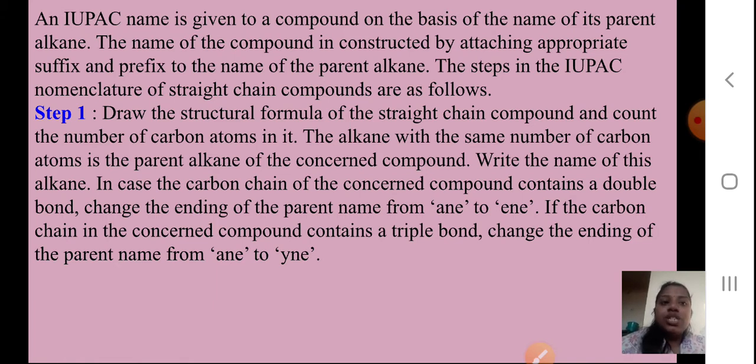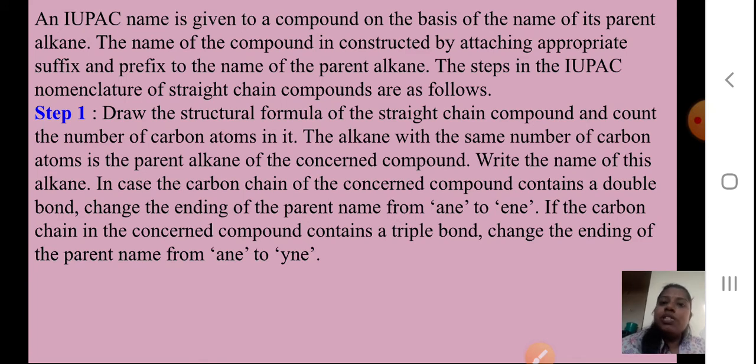In case the carbon chain of the concerned compound contains a double bond. Now from these 3 carbon atoms, in an alkane you know single bonds will be there between the carbon atoms. But if one single bond is replaced by a double bond, then what will it become students? Propene, right? What we have to do? Change the ending of the parent name from ANE to ENE, right? Propene it became. If the carbon chain of the concerned compound contains a triple bond, if it is containing one triple bond, then what we have to do? Change the ending of the parent name from ANE to YNE. Okay, propyne it will become.